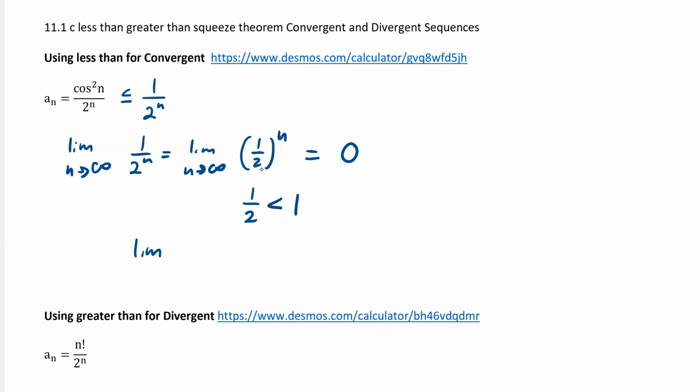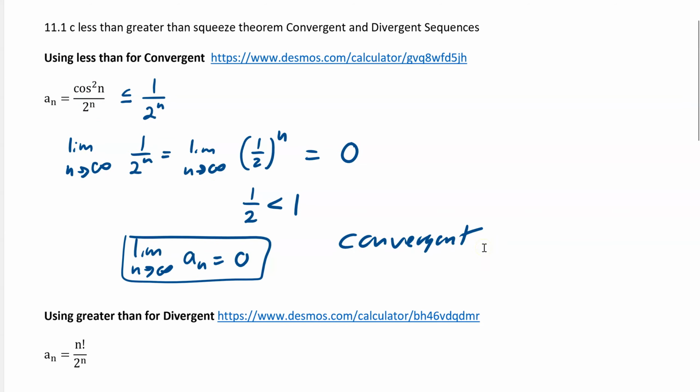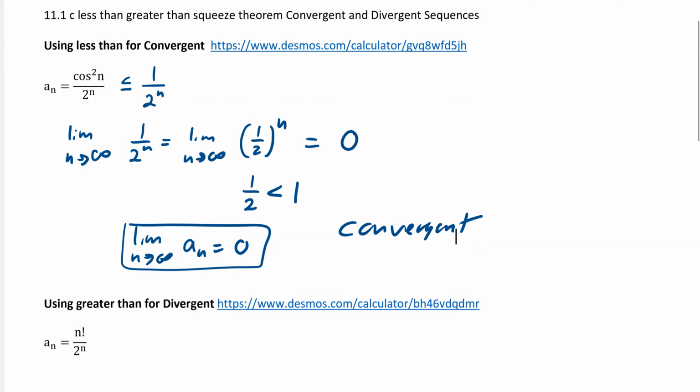So we can also now say that the limit as n approaches infinity of a sub n is 0, because this is always going to be positive, so it's just applying that. So our function is convergent. Our general term, that is.